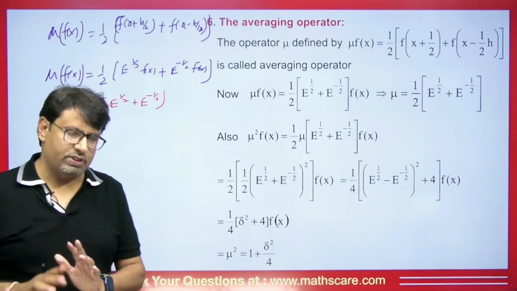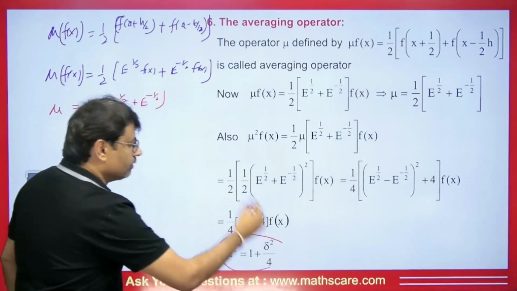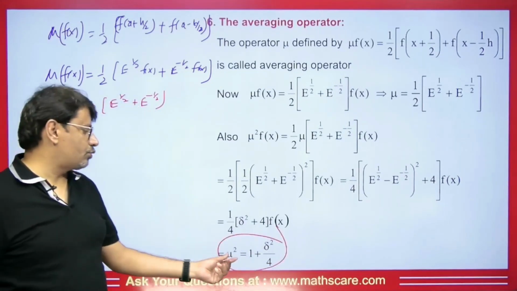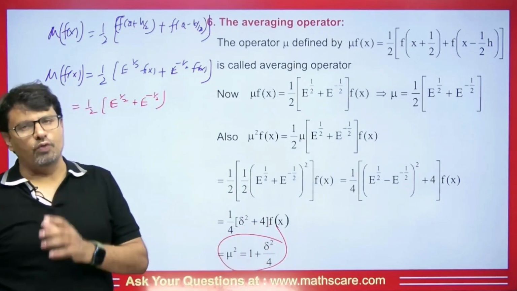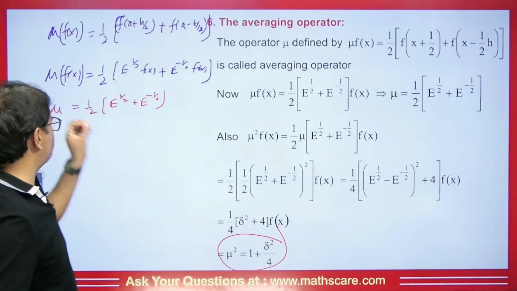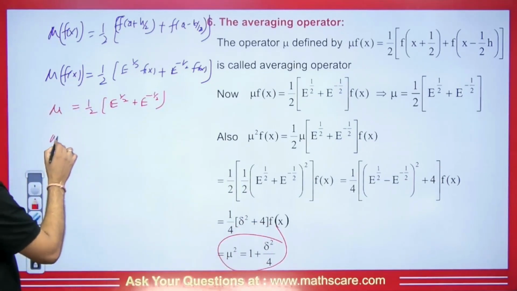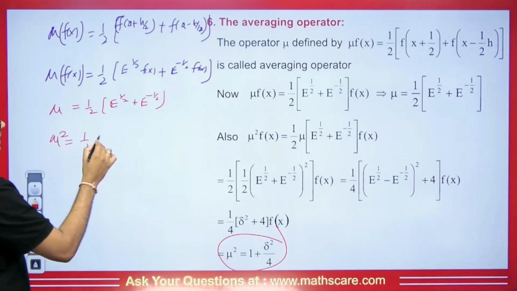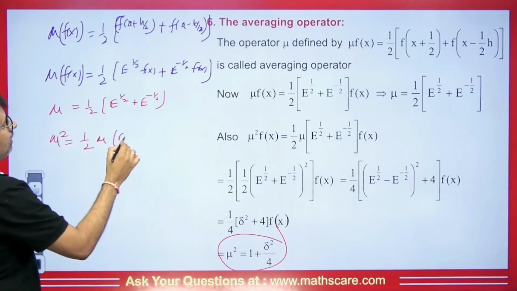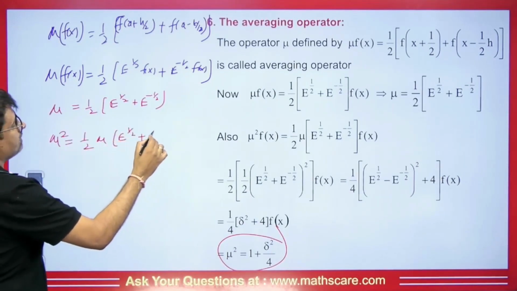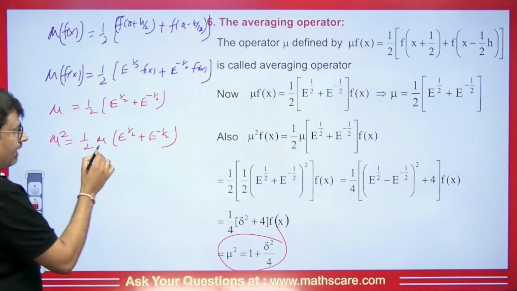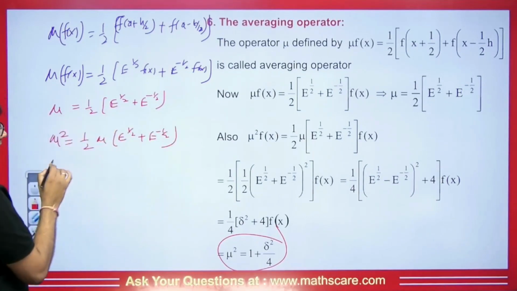So the value of this will be equal to this. Sometimes in exams, they ask for proof. Like they might ask you to prove that this is equal to this. We know mu square is equal to 1 plus del square by 4. What do you need to do? You need mu square. I will multiply by mu on both sides. This will be mu square is equal to 1 by 2 mu into e power 1 by 2 plus e power minus 1 by 2. But the value of mu is this, so we will put it here.